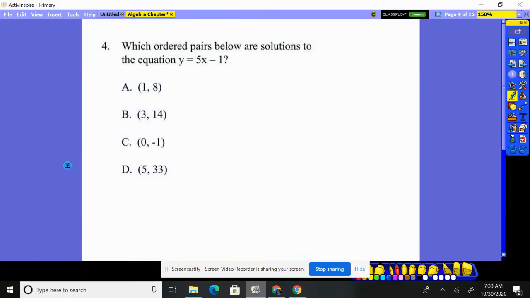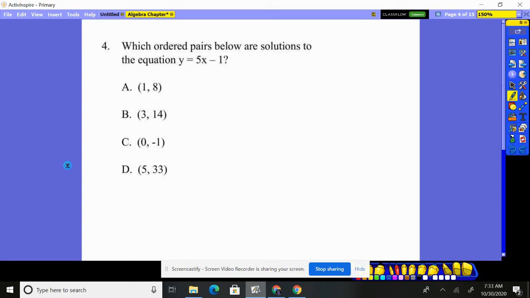Number 4, it says, which ordered pairs below are solutions to the equation y equals 5x minus 1? Solutions means when I plug them in, they make the equation true. It's like points you would pick for a t-chart. Which points you pick, x to be this, and then y comes out to be this. Oh, that's a point that's there.